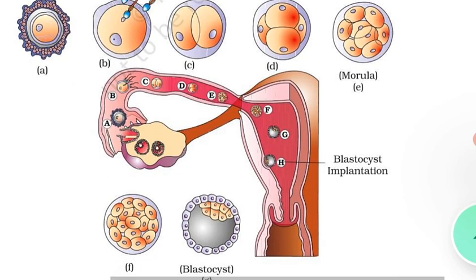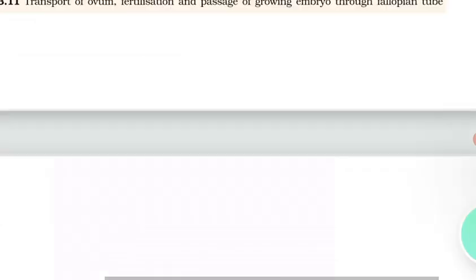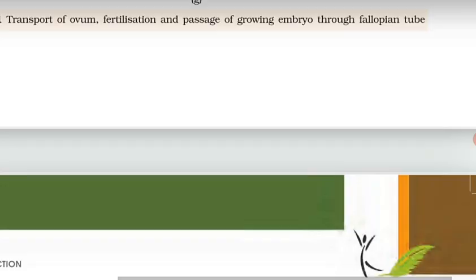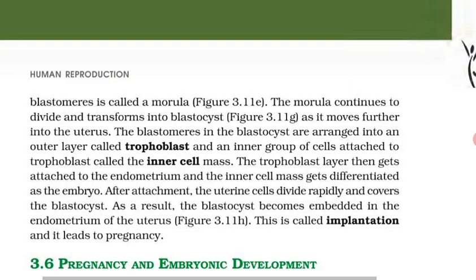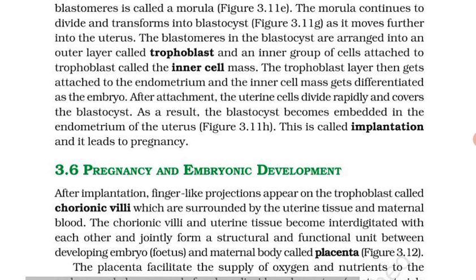The chorionic villi and uterine tissue become interdigitated with each other and jointly form a structural and functional unit between the developing embryo, that is fetus, and maternal blood called placenta. The placenta facilitates the supply of oxygen and nutrients to the embryo and also removal of carbon dioxide and excretory waste material produced by the embryo. What all does the placenta help in?